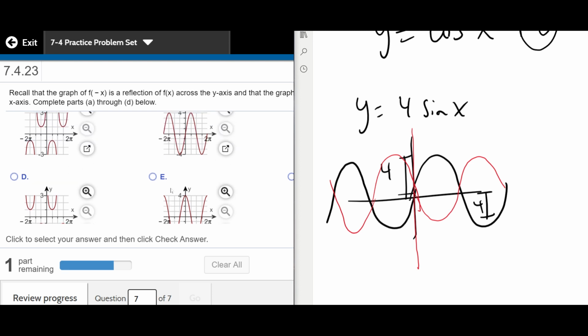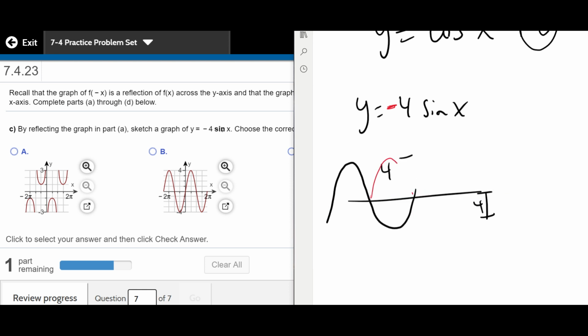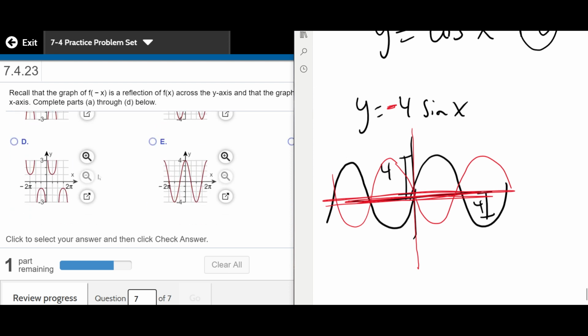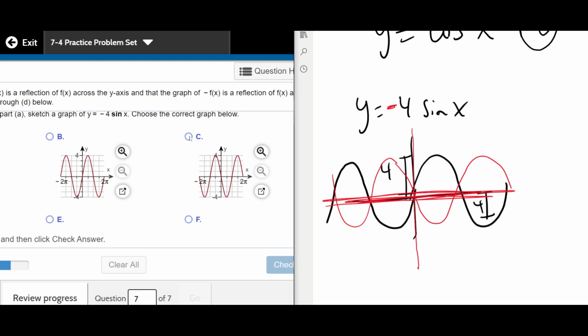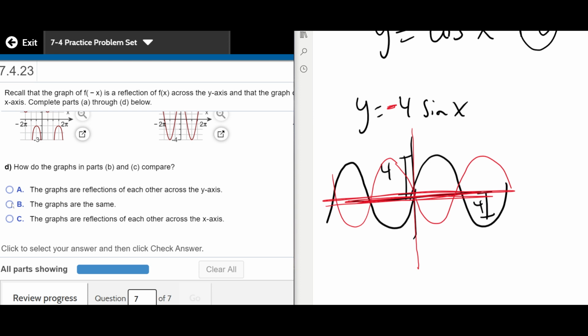Now, if we have a negative in front of the 4, it's going to reflect about the x-axis. So I'm going to do the x-axis in red here. So it's going to reflect it about that. That means it's going to look pretty similar, actually. In fact, it may look identical. Yeah, it still looks pretty identical to me. All right, so we're going to pick that function. And then how do the graphs compare? Their graphs are the same.